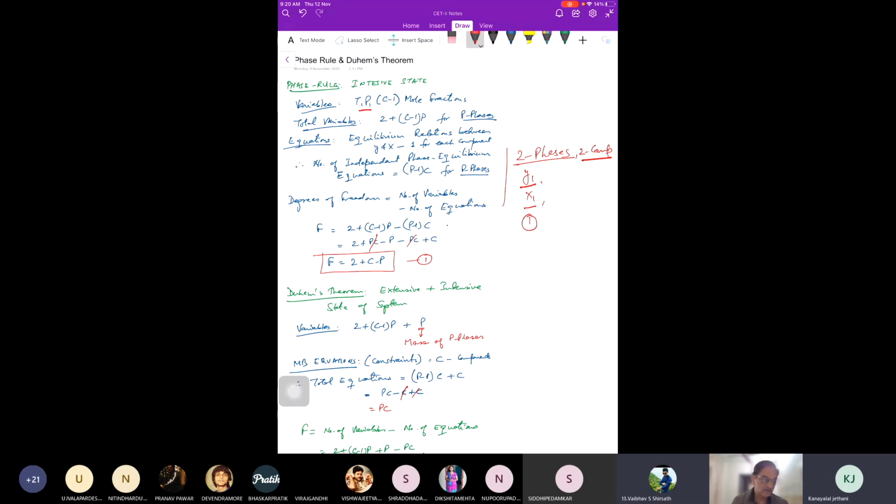Yes, sir. Because I know y1 plus y2 is equal to 1, and x1 plus x2 equal to 1. So I don't need to specify anything here. It's already fixed by this one.